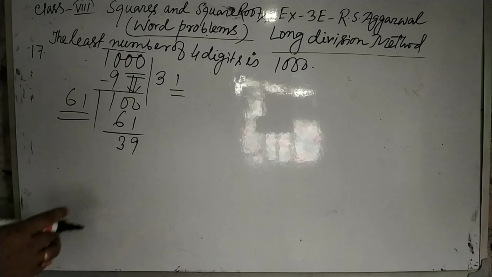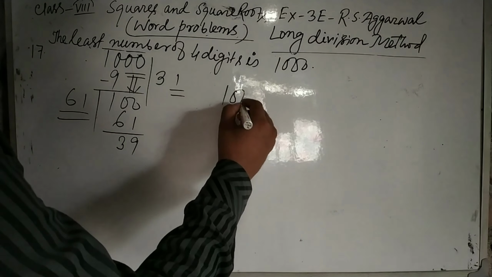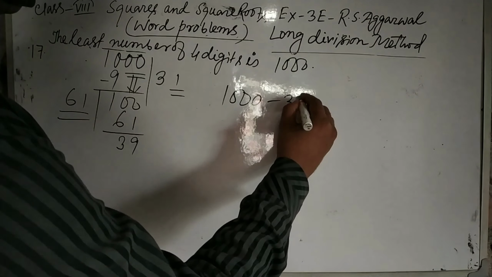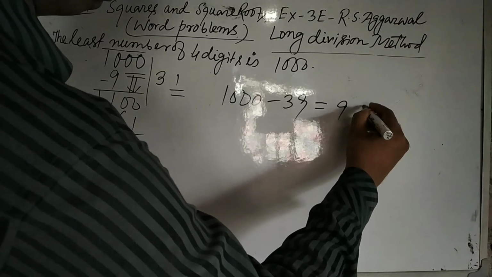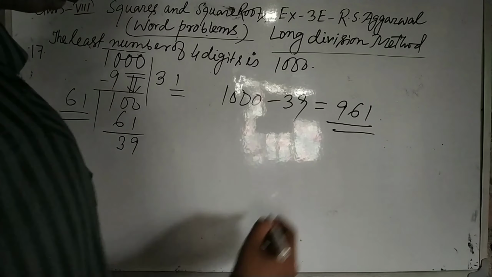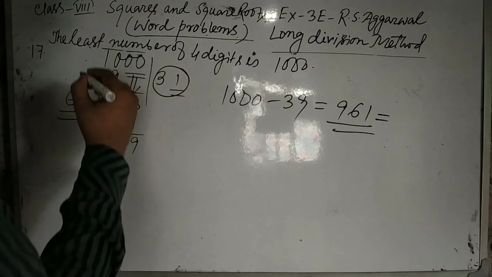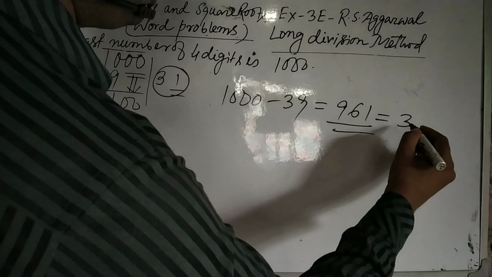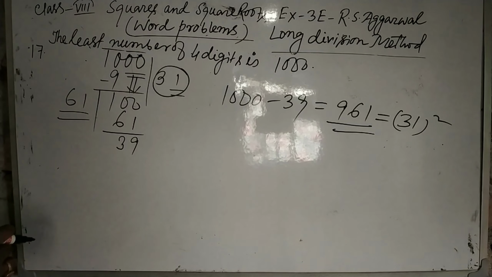Now look, this is the remainder. If we subtract this remainder 39 from 1000, then the number will be 961. Obviously, this is a perfect square number and its square root will be this number, 31. So 961 is 31 whole square.